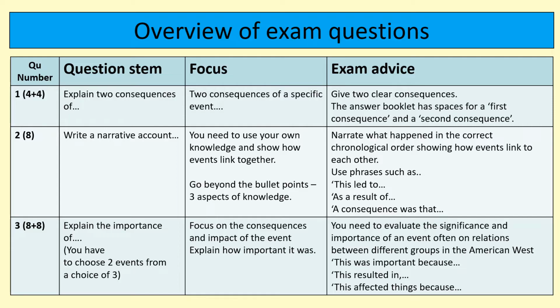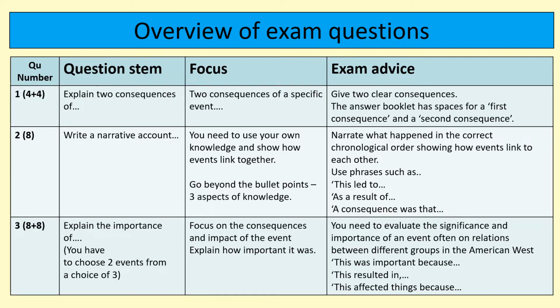Question number 2 is write a narrative account. So you need to use your own knowledge and show how events link together and go beyond the bullet points. You've got three different aspects of knowledge. So exam advice for this one is narrate what happened in the correct chronological order, showing how events link to each other, using phrases such as this led to, as a result of, a consequence was that.